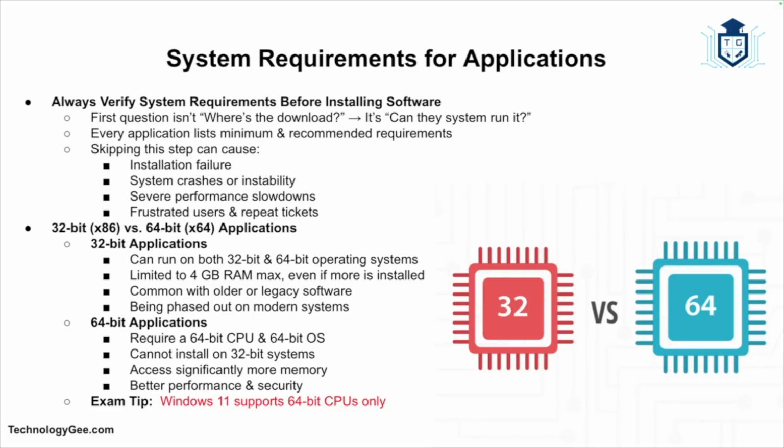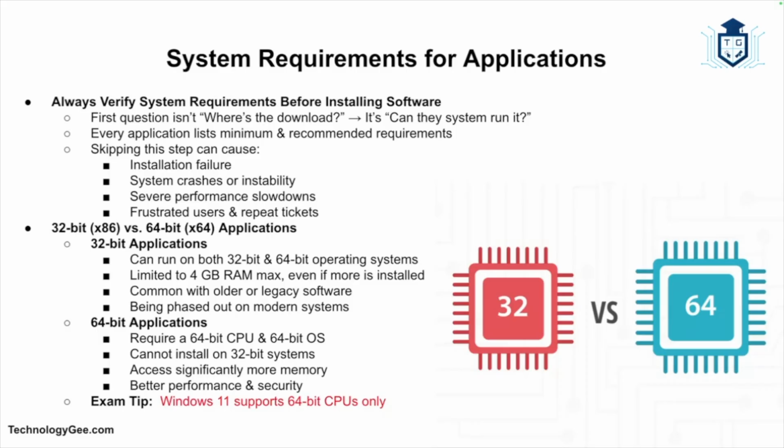And then we have 64-bit applications, and these require a 64-bit CPU and operating system, and they will not run on a 32-bit system. A 64-bit system can handle more memory, which is critical for demanding applications like video editors, CAD tools, and modern games. And they just overall offer better performance and security in most cases.